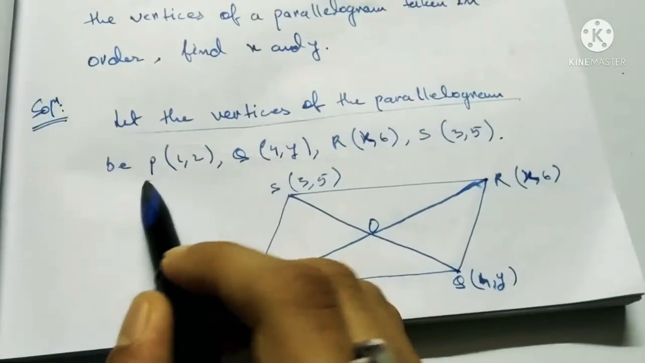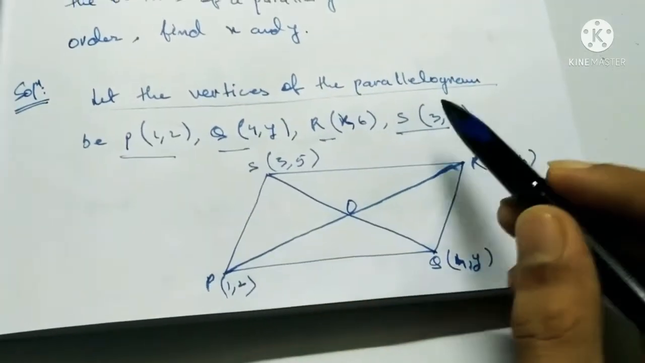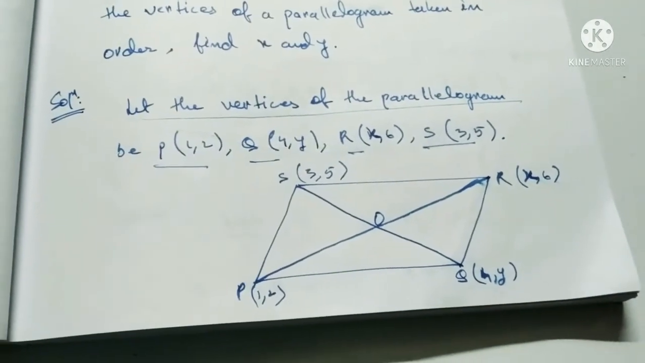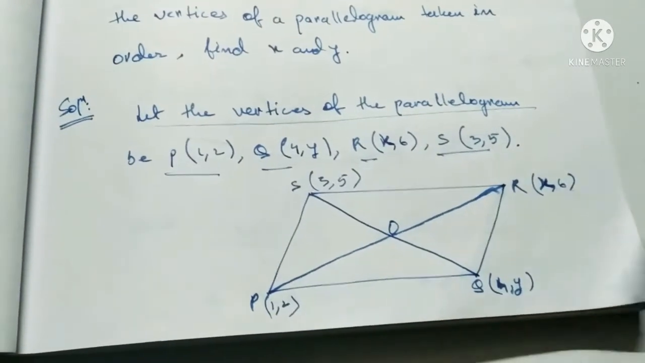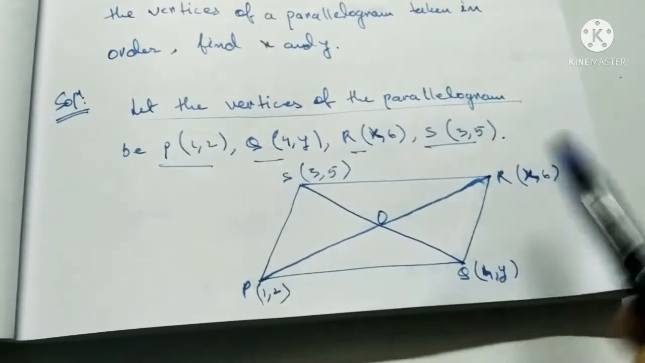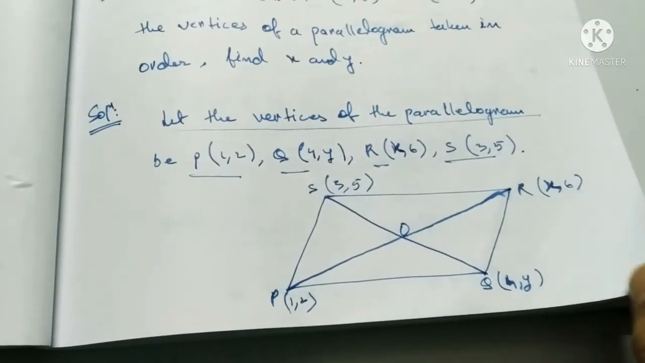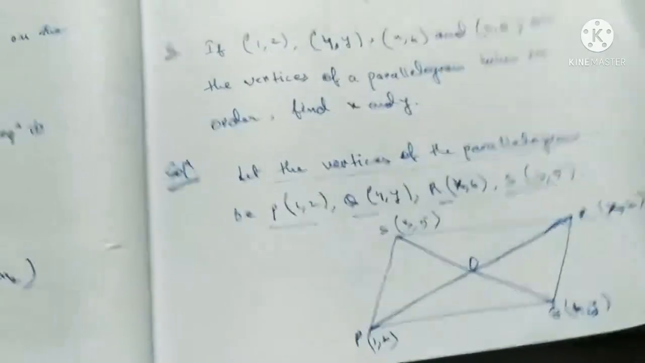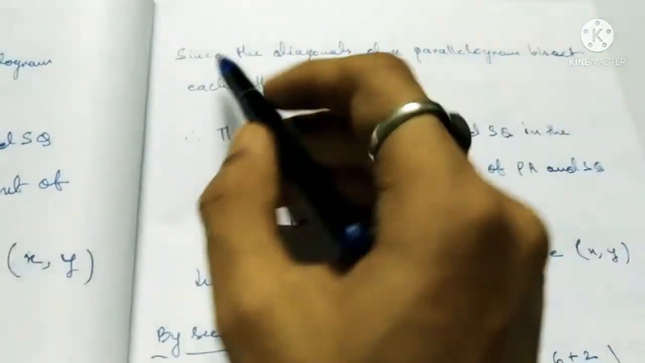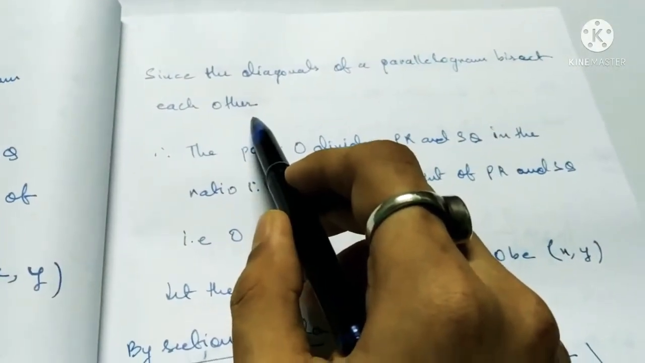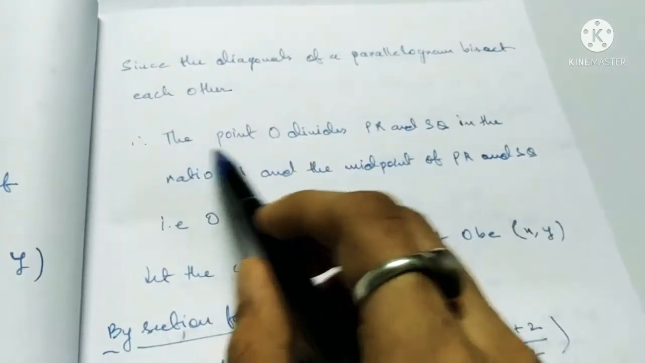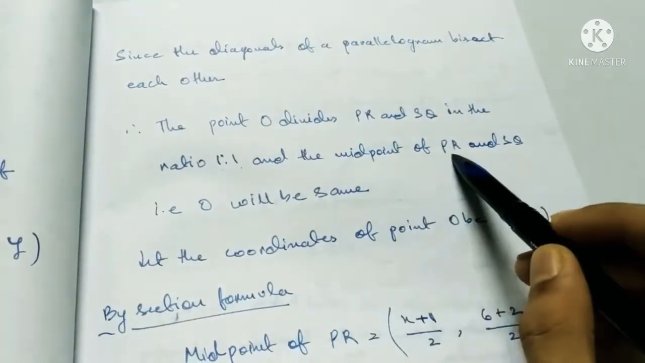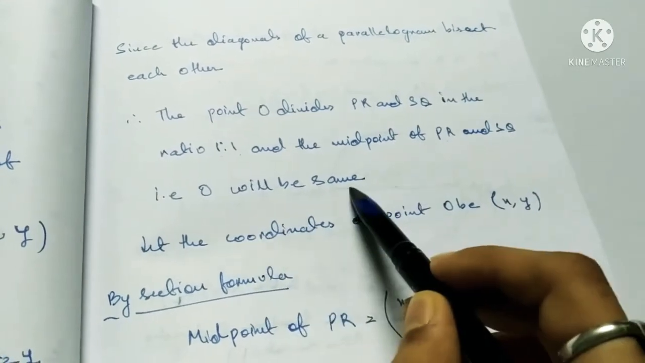Now these points I will name them P, Q, R and S. I will draw a parallelogram. I will give P, Q, R, S and I will join the diagonals also. Finished? Now since they are the vertices of a parallelogram, this parallelogram I will draw, I will give the vertices and I will draw the diagonals also. Finished? Now you see, since the diagonals of a parallelogram bisect each other, therefore the point O divides PR and SQ in the ratio 1:1, and the midpoint of PR and SQ, that is O, will be same.